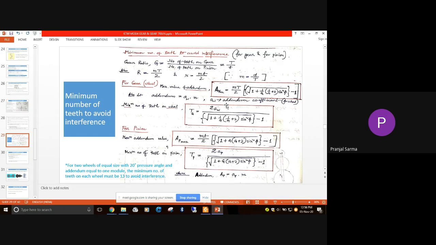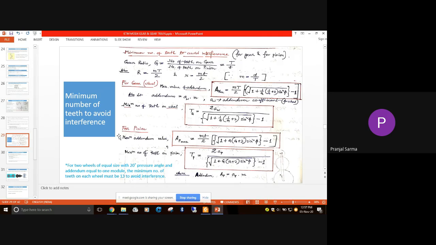Here, addendum we can get with reference to the module value, which is generally known. We can get the addendum value by multiplying the module by an addendum coefficient, so A_W into m. In that case, the minimum number of teeth on the wheel we can get by this expression: T is equal to 2 whole into A_W, where A_W is the addendum coefficient for this particular wheel we are talking about right now. So this is the standard expression we have.